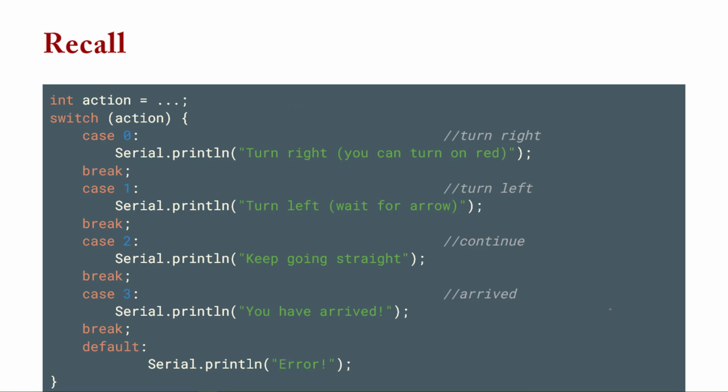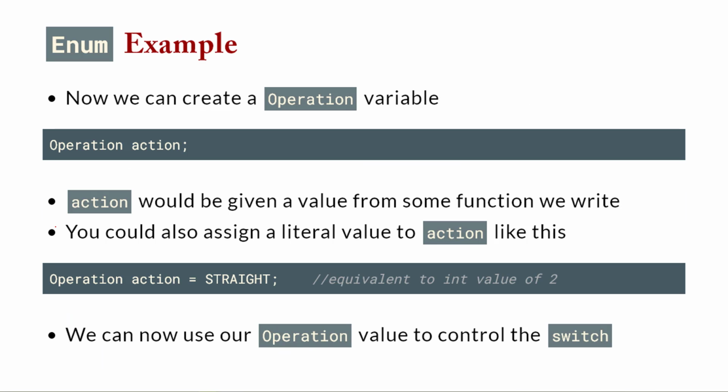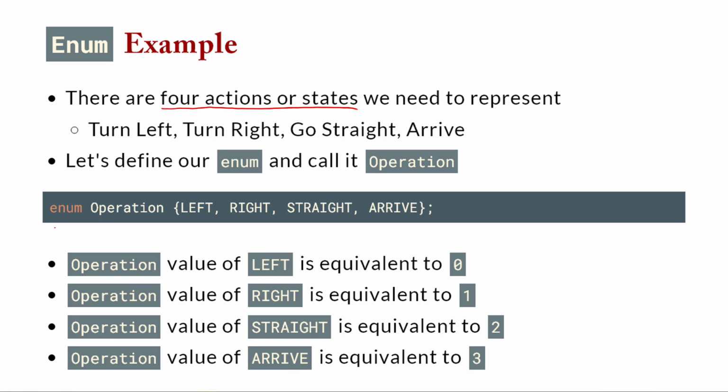Okay, what does this actually look like? Okay, so let's go back to this example. We've got an integer here. We've got case 0, 1, 2, 3. Okay? That's how we have this set up. Now, let's build this differently. Let's go, okay, you know what? We need to track 4 states or 4 actions. Okay? And so let's call these operations. So we say enum, and then we say operation.